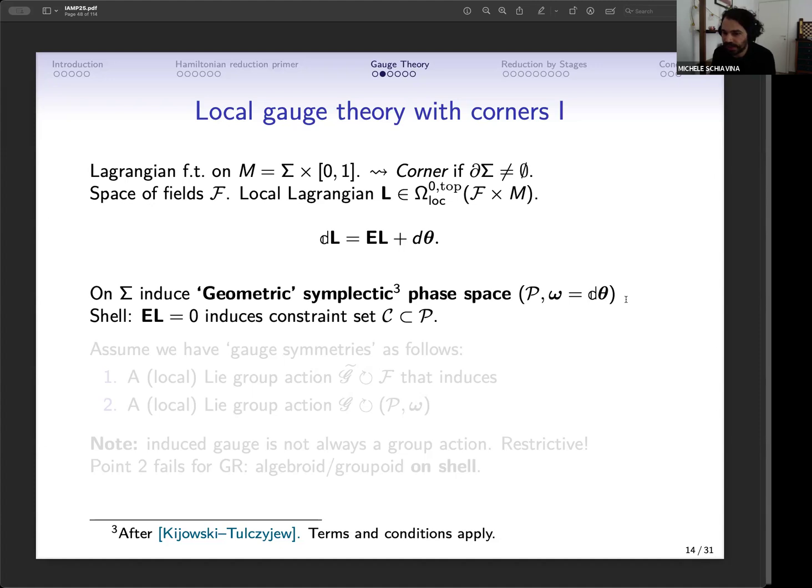We call this the geometric phase space because at this stage I'm not seeing any equations of motion, so I don't see any physical requirements on my configurations. And if I want to induce that requirement, so if I want to look at the equations of motion, this procedure tells me that there will be some subset of this induced phase space on sigma that is going to tell me what the Cauchy data is.